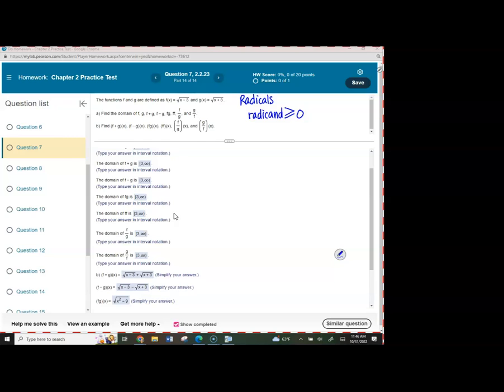So like right here, the domain for F would be that X has to stay greater than or equal to 3. And I get that by setting, let me come over here and write it. Let's do F. It's X minus 3. Okay, so I would take the radicand. So X minus 3 greater than or equal to 0. And you would solve that. So add 3. So there's the domain for F. Then G is X plus 3. All right, take that out. Greater than or equal to 0. Subtract 3.